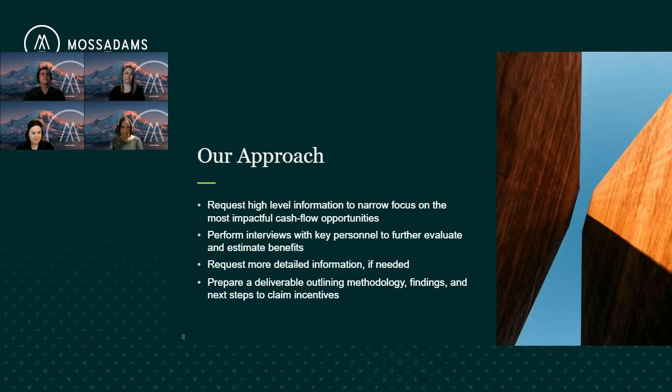Our approach when we do a credits and incentives study is to really look at your company's specific activities by requesting some high-level information and having some interviews with key personnel. If needed, we'll request additional information related to some specific opportunities that we see. And then you will get a detailed report outlining our methodology, findings, and next steps to claim some of these incentives. Some of them can be more complex than others. And as you will see going through this presentation, there are a lot of incentives that can be very lucrative, but also very specific to a certain activity.